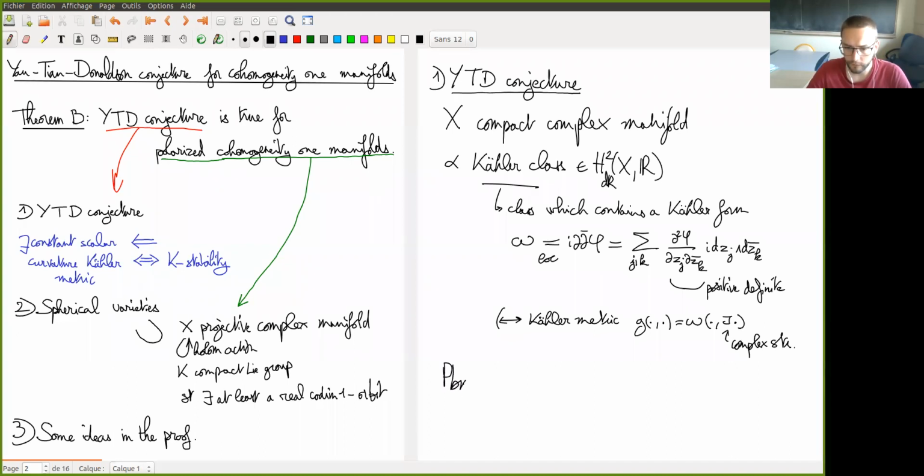Then the problem, I'll give a way to get Kähler classes and at the same time say what polarized means. But before that, the problem I'm interested in, the motivation is: given this data of X in a Kähler class, does there exist a Kähler form in alpha with constant scalar curvature?